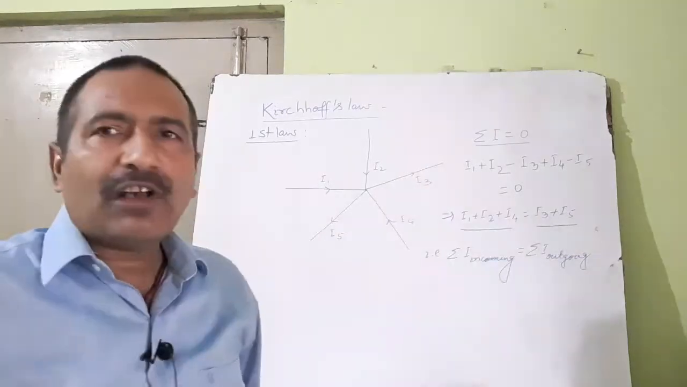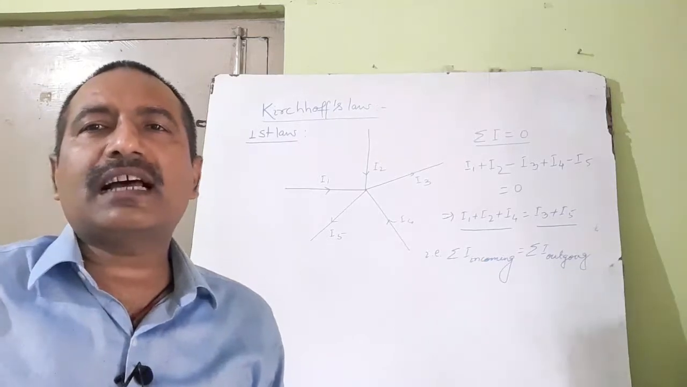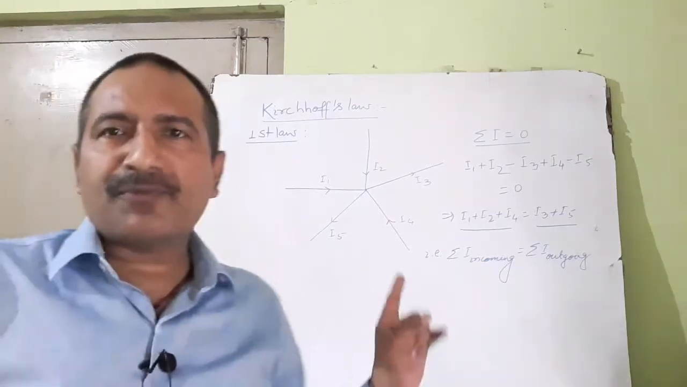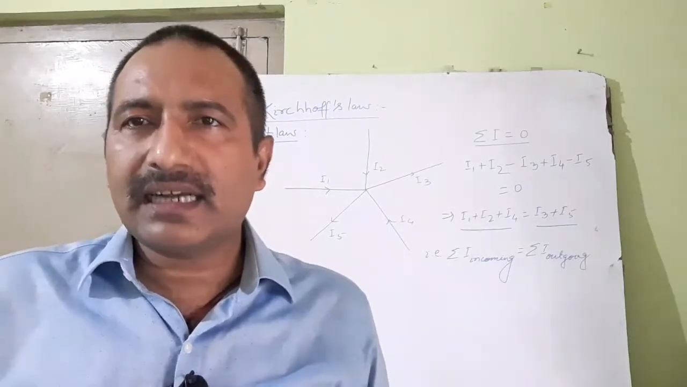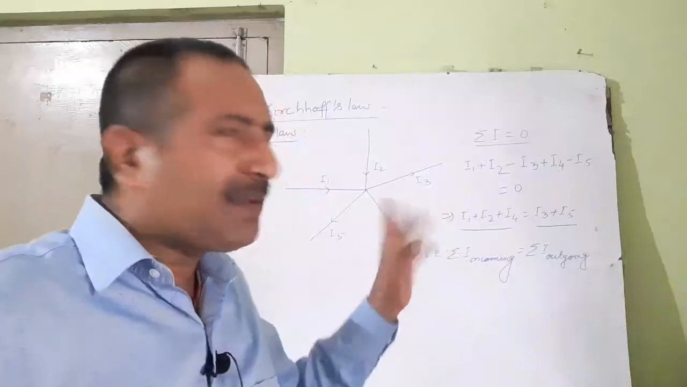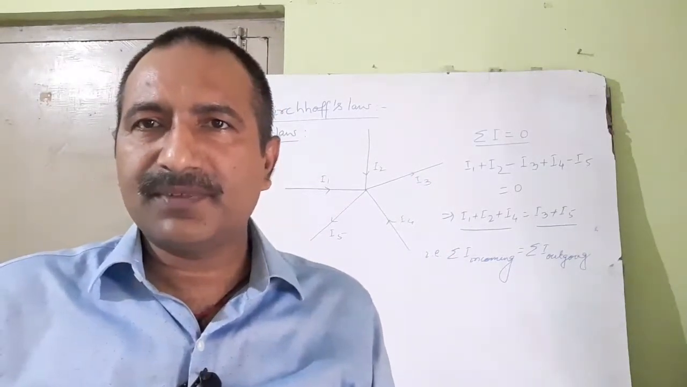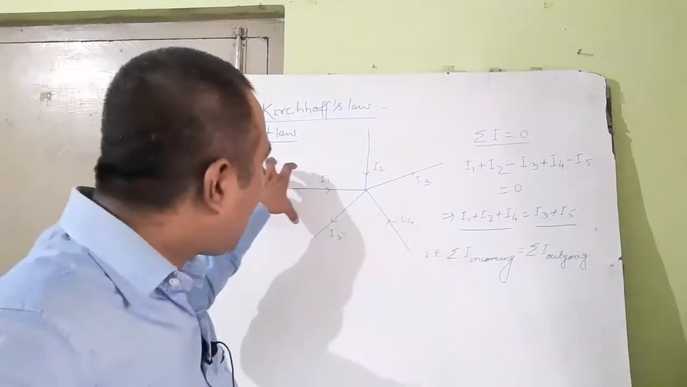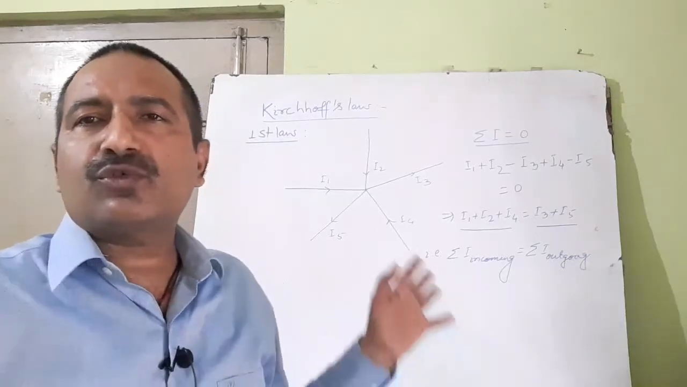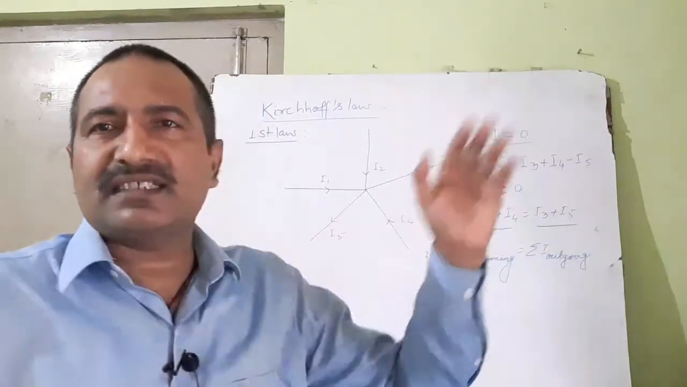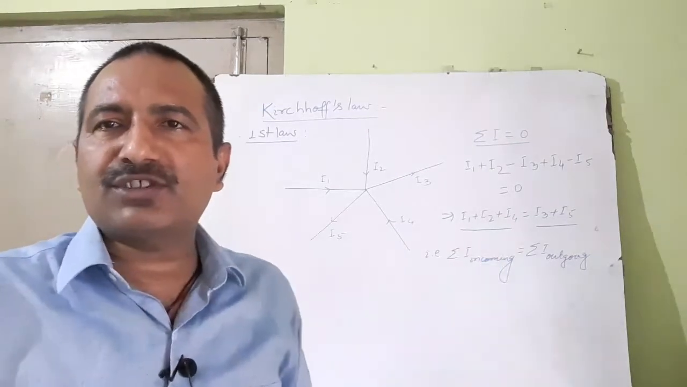Now this law is also called the junction law. This law is also called the current law. Means Kirchhoff's first law is called the junction law or current law. This is based on the principle of conservation of charge. You see, the total charge coming per second towards a junction is equal to the total charge going away from the junction per second. So this law is based on the principle of conservation of charge.